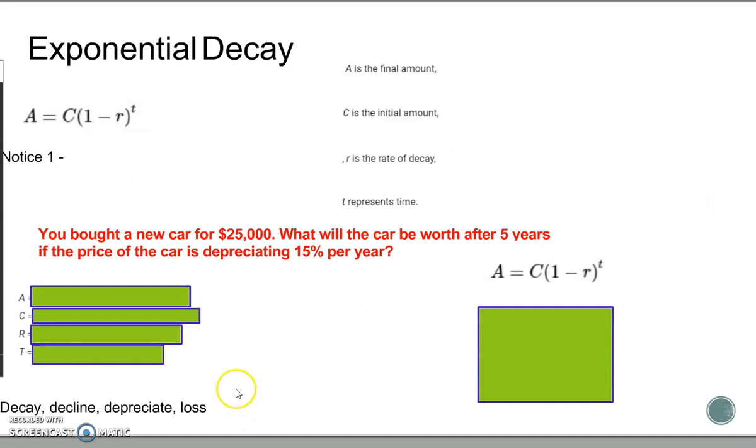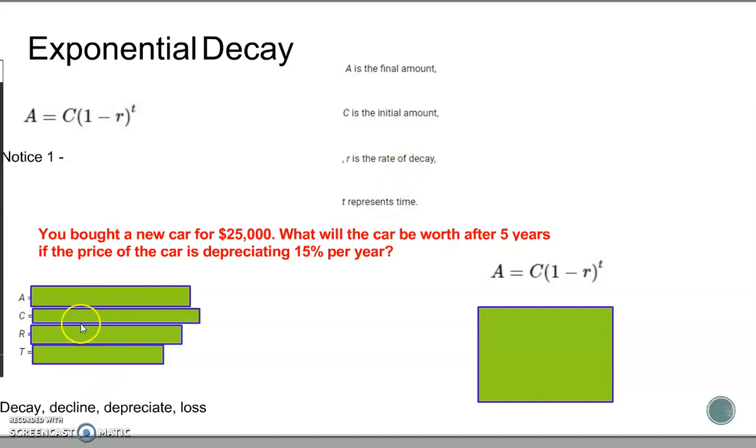Exponential decay. Remember, decay, decline, depreciate, loss. These mean you're losing, it's going down. So notice here, it will be 1 minus because it's decreasing. Here's our formula. You can take a screenshot of this. A is our final amount, C is the initial amount, R is the rate of decay, and T represents time.